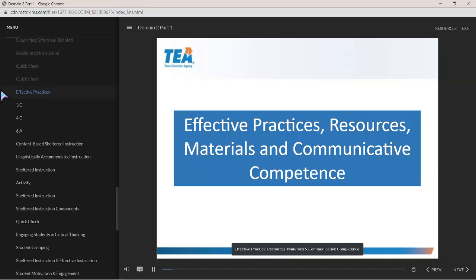Effective practice, resources, materials, and communicative competence. This section combines components 3C, 4C, and 6A, which all require the application of effective practices, resources, and materials within content-based ESL instruction to engage English learners in critical thinking and foster their communicative competence. In the previous section, we introduced key instructional strategies that facilitate cognitive academic language development and content area learning to provide some background. This section will focus on defining content-based instruction as synonymous with sheltered instruction and further explore the three components of accommodated instruction: communicated, sequenced, and scaffolded.